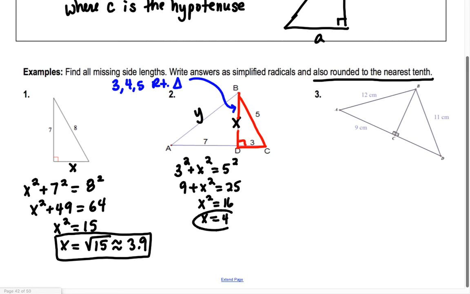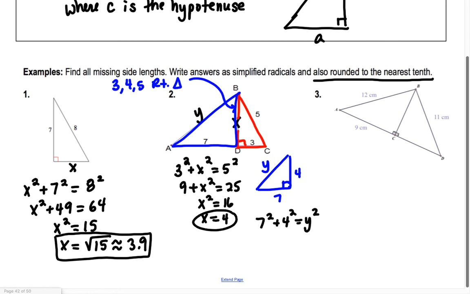All right, so x was equal to 4. And now we go to this other triangle, the one on the left-hand side. We now have 7 along the bottom, and we have 4 for the height of the triangle. So we can find y. We're going to say 7 squared plus 4 squared equals y squared. So we have 49 plus 16 equals y squared.